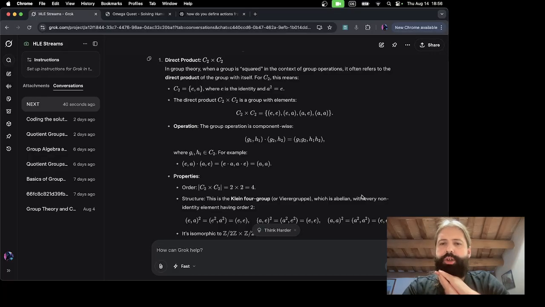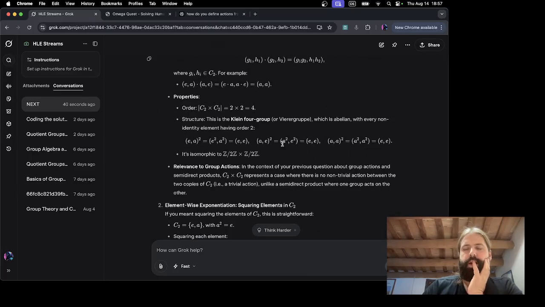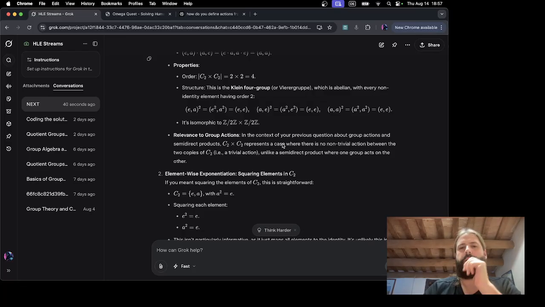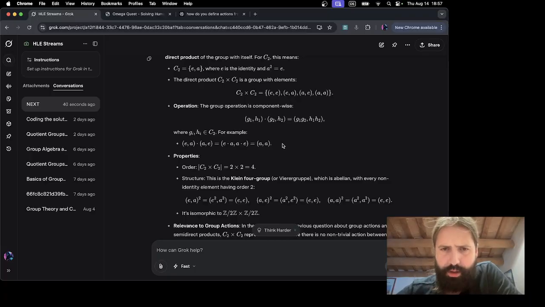So (g1, h1)(g2, h2) is (g1 g2, h1 h2). Not so sure that is obvious, but okay, let's just think of it like this. So you've got four elements, and that's how you multiply them together. This is the Klein four-group, Vierergruppe in German, which is abelian, with every non-identity element having order 2.